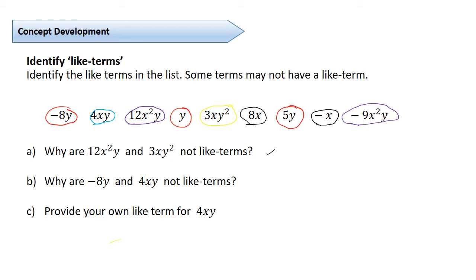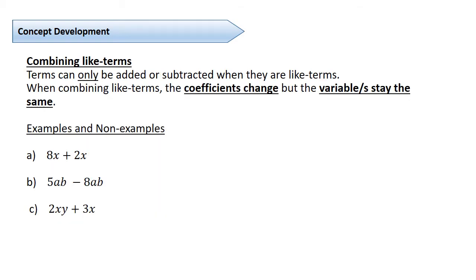So negative 8y and 4xy are not like terms, because negative 8y doesn't have an x. It needs to have an x. All the variables need to be the same and all the powers need to be the same. For C, we're going to provide our own like term for 4xy. You can pick your favorite number. My favorite number is 7, and then x and y. The variables are the important things. You could have any number out the front you want: minus 10, 124 million, doesn't matter. As long as you have an x and a y at the end there, the variables are what makes them like.